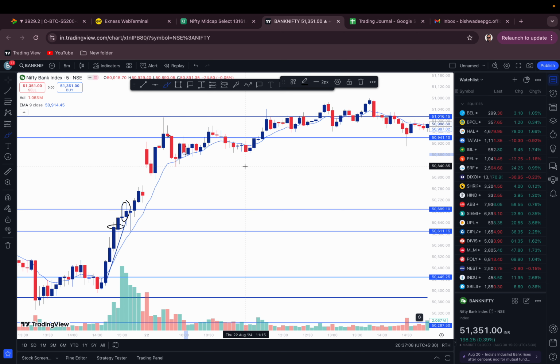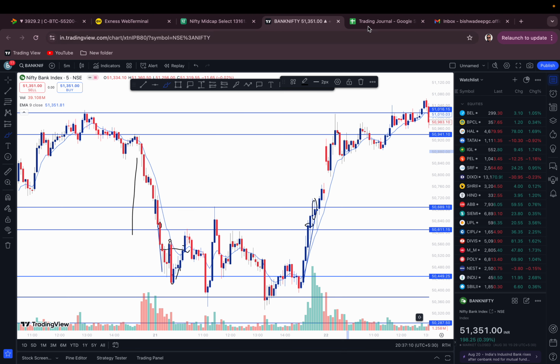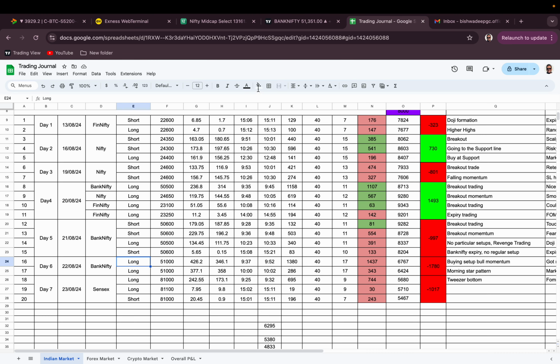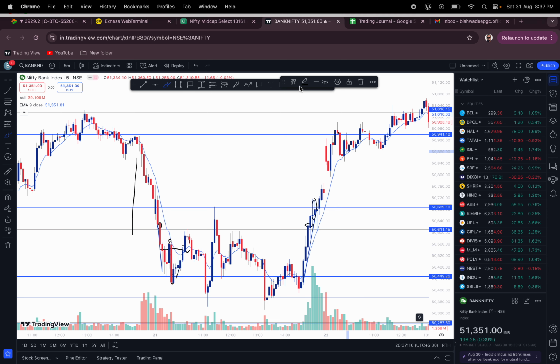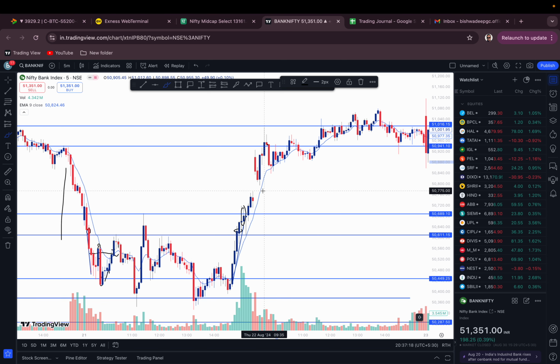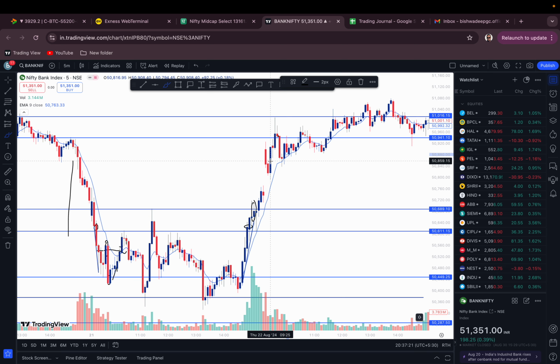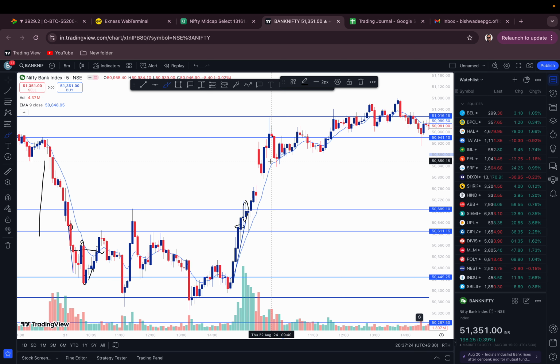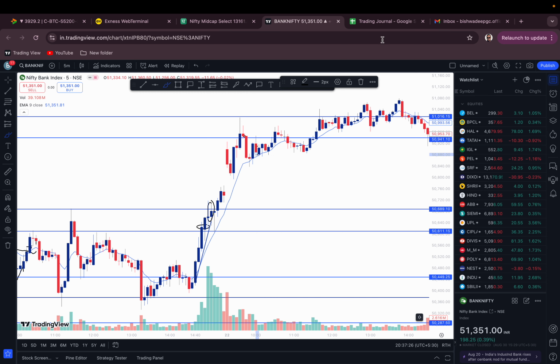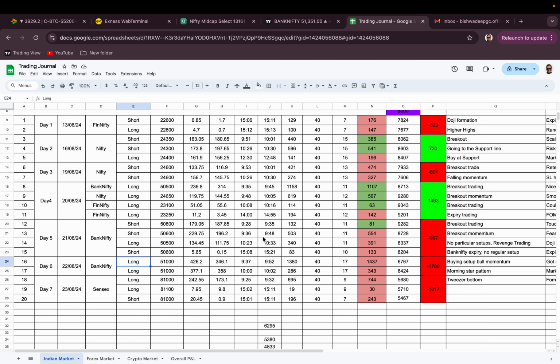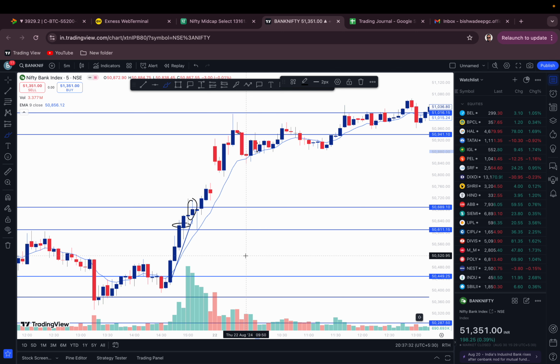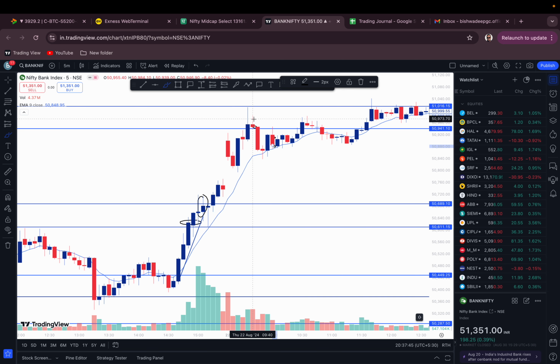Coming on to the Bank Nifty, I took the trade on 22nd of August. At 9:37. Here I took the trade when there was a bullish candle that gave me a breakout in the resistance line. After that I took the trade.